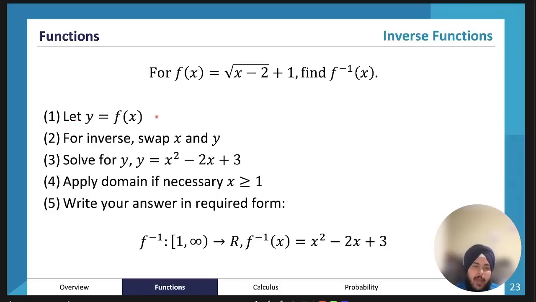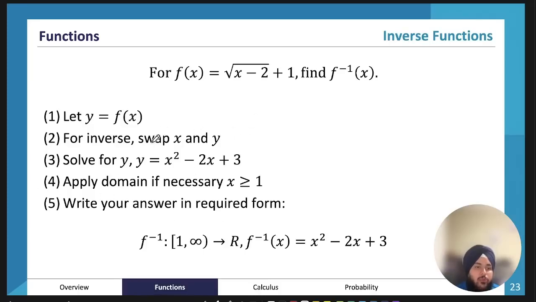because we're swapping x and y. We don't want to swap f of x and y; that wouldn't make sense because f of x is y. So for inverse, flop x and y is the next thing that we would write right next to y equals f of x. And then we actually swap x and y. Now the x is going to become y, and the y is going to become x.